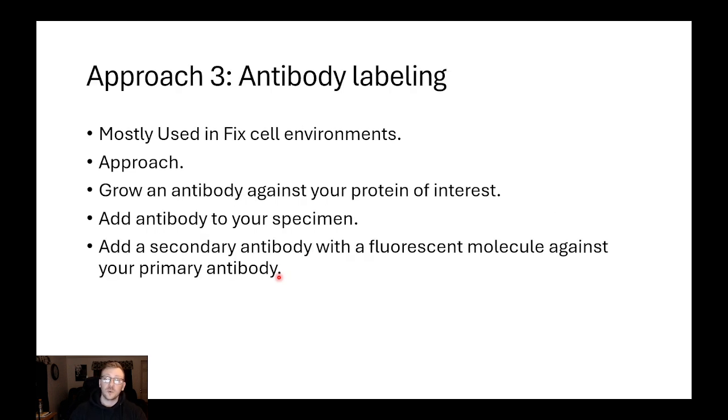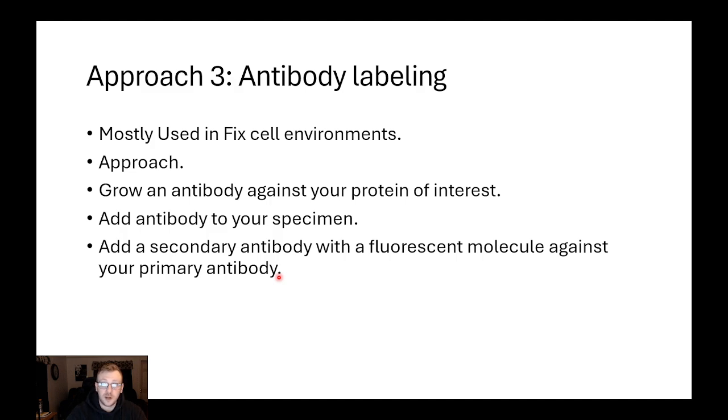So method number 3 is antibody labeling. This is mostly used in a fixed cell environment. You're going to need to permeabilize your cell so that you can actually get your antibody into it. You're usually going to need to do some sort of blocking assay where you stop any activity happening.